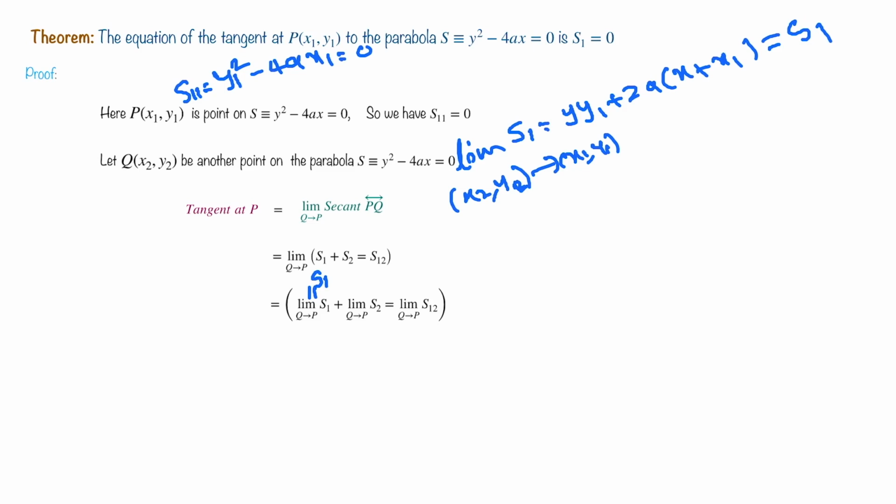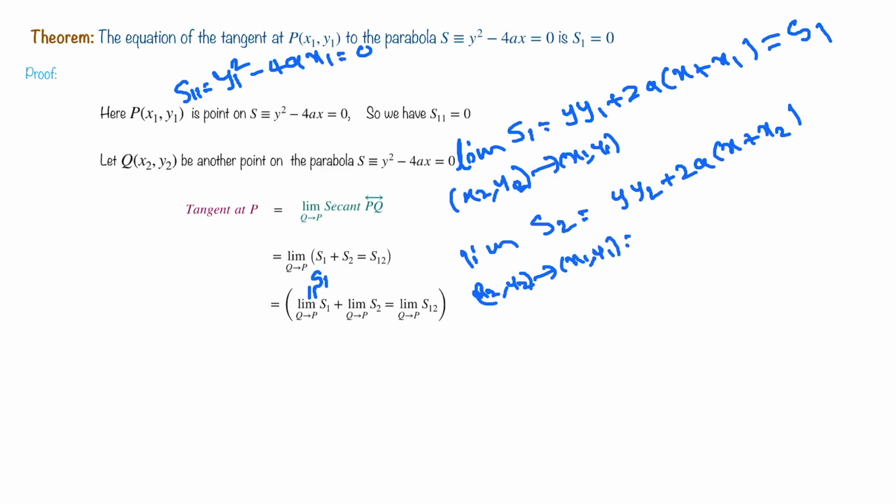Next, what is S2? S2 is y2 y plus 2a times (x plus x2). Now if you let Q tend to P, that is (x2, y2) tends to (x1, y1). What happened to the right side expression? y2 tends to y1, x2 tends to x1. So it will be y1 y plus 2a times (x plus x1), which is actually S1. So the limit Q→P of S2 is equal to S1.